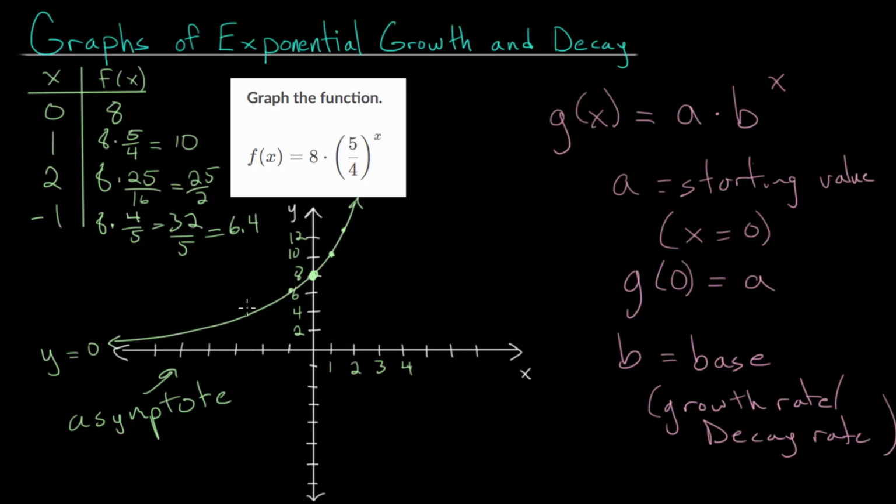So again, notice that as the x values get more and more negative, the graph just gets closer and closer to this line y equals 0. And as the x values increase, the graph grows very quickly. Or in fact, going from one point to the next, as we increase x by 1, the y values are going to be multiplying by the base. Every step of the way, they multiply by 5/4 or 1.25.